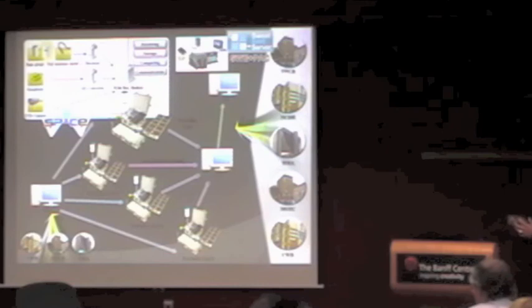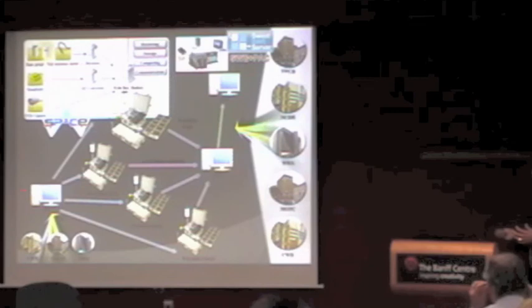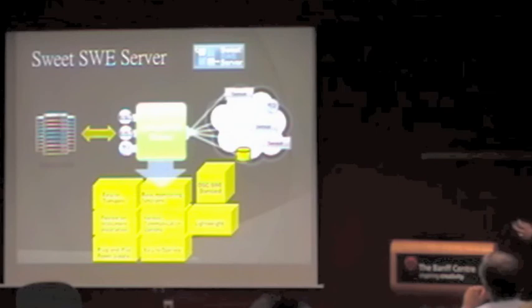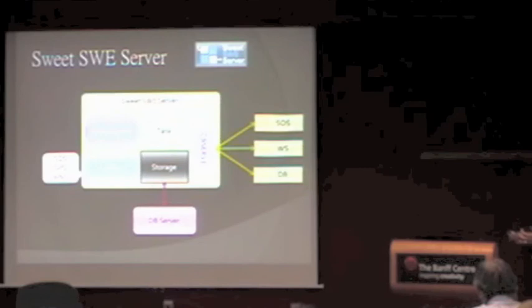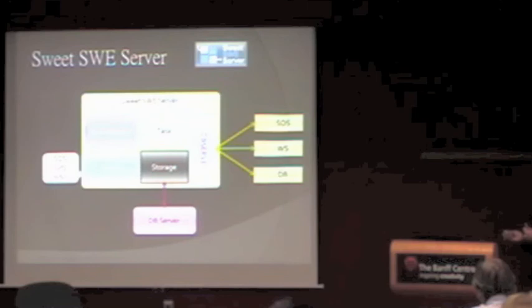So different kinds of agencies in Taiwan can use the SOS to observe the data and use the SPS to control the sensor. So what is the SWE server? The SWE server can observe all kinds of sensor data and provide it to applications by the SOS, SPS, and WS. This diagram shows the SWE server components. We store the data in the database server. Importantly, we provide the SOS service, SPS service, and WS service.